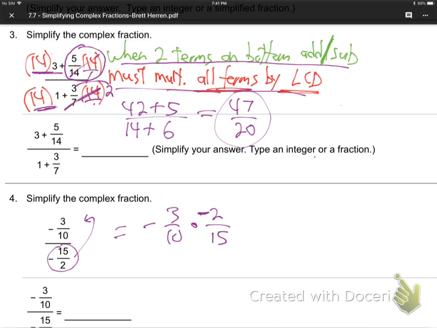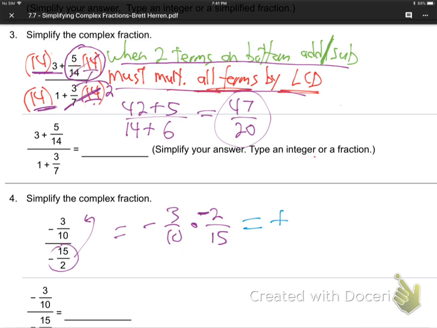No problem. Now if there was a second thing down there, like a 5 or something, then I would have to do it the hard way. I'd have to multiply everything by the common denominator, which would be 10. 10, 10, 10. But there's not. It's an easy one. So great, we'll just do that. First off, it's going to be positive, because 2 negatives make positive.